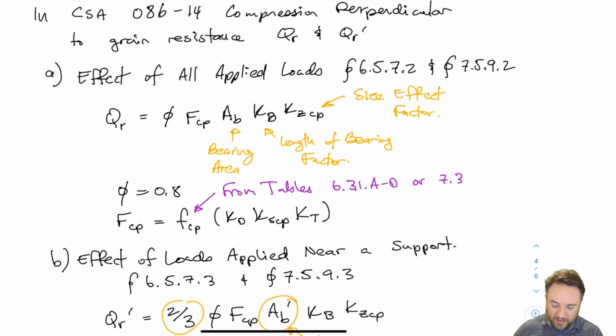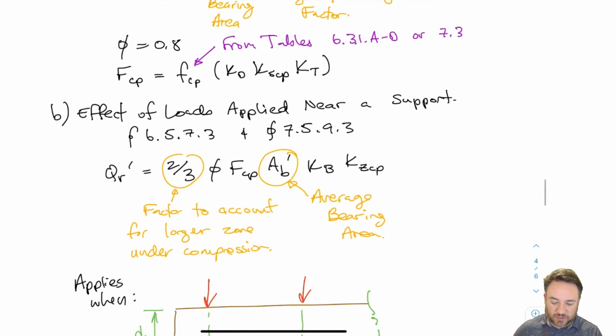Okay, and then likewise, when we get down here to effective loads applied near a support, we have an average bearing area, because we can have bearing on the top and bottom of a beam, for example, that are within D of the support from each other. So how do we calculate that bearing area?